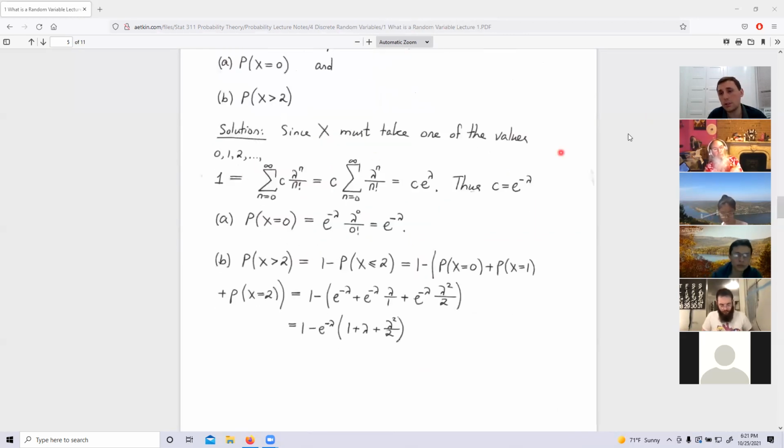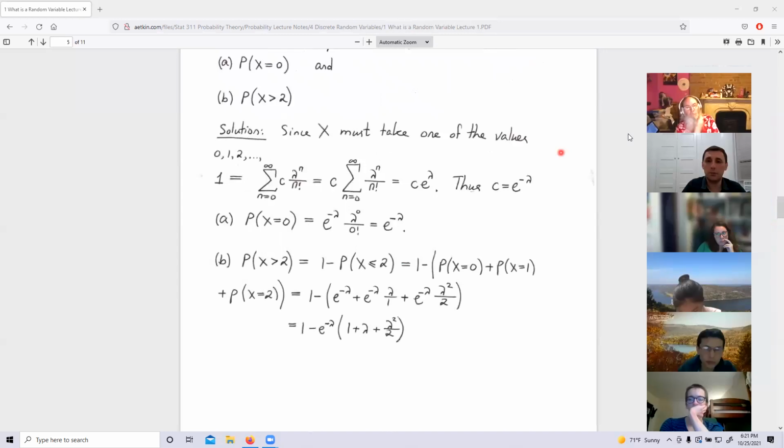Now, don't worry about understanding the significance of this random variable. This will be done later. It's a very, very significant type of random variable, but we haven't reached it yet.